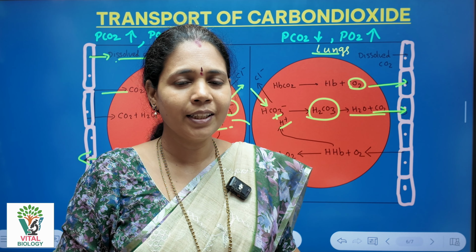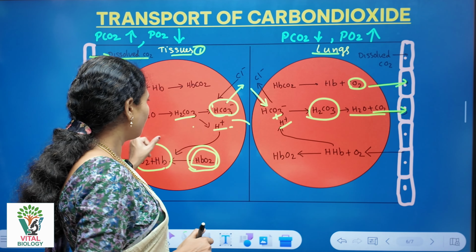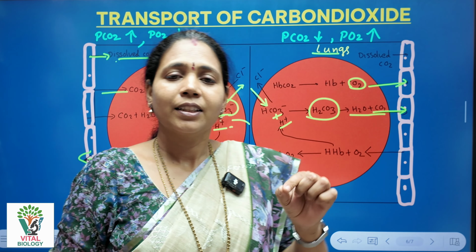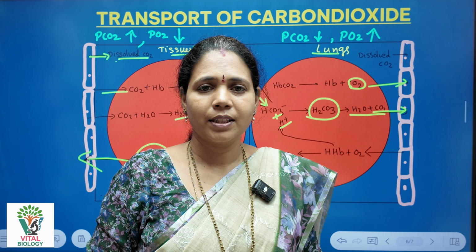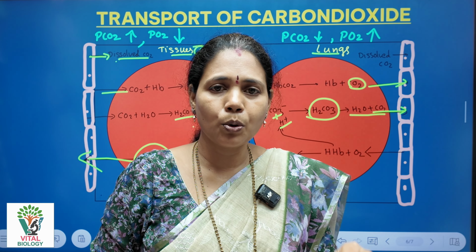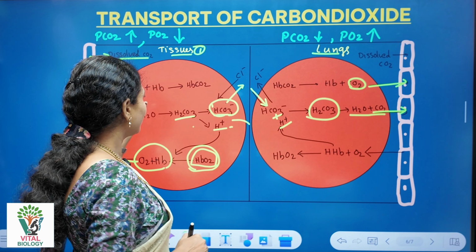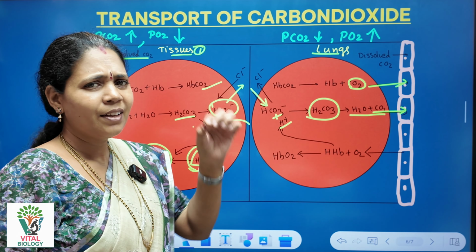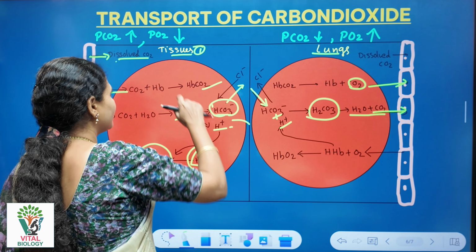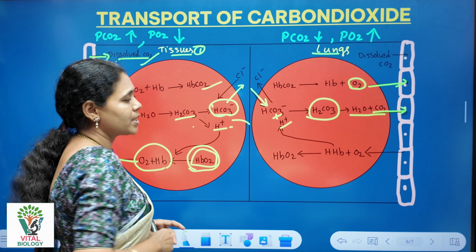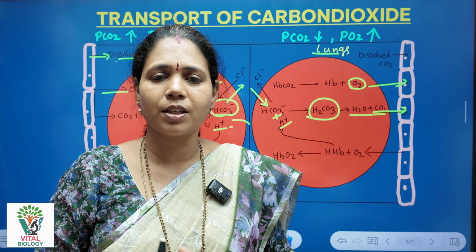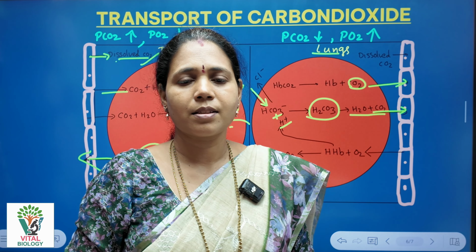The majority, that is in the form of bicarbonate ions, is about 70%. With hemoglobin as a carbaminohemoglobin compound, about 20 to 25% can be transported. And the very least amount of the carbon dioxide, about 7%, is in a dissolved state. Okay, so this is the way the transport of CO2 occurs.